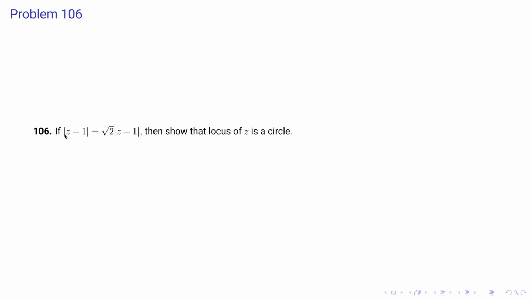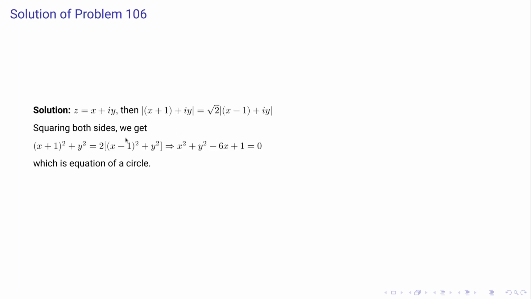Problem 106 says that if mod of z plus 1 is equal to square root of 2 multiplied with mod of z minus 1, show that locus of z is a circle. So we let z is equal to x plus iy, then we substitute this in the given equation. We get mod of x plus 1 plus iy is equal to square root of 2 mod of x minus 1 plus iy. So we square both sides.